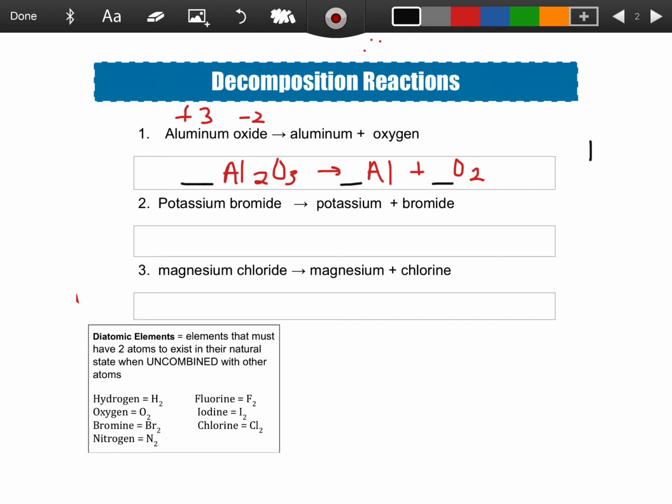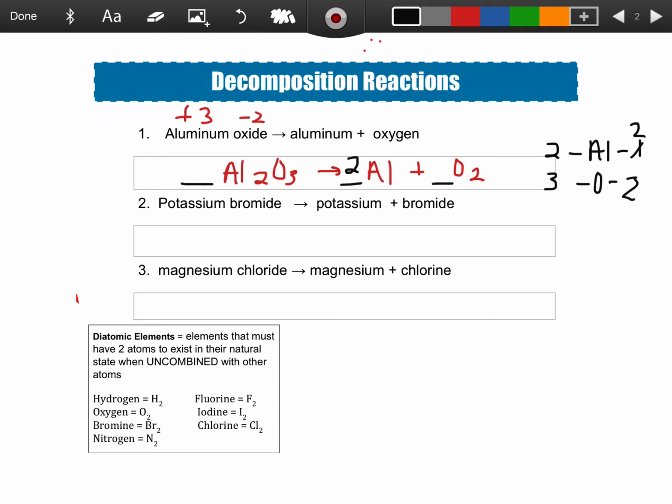All right, so I'm gonna make my inventory over here. And again, you don't have to do this, but it's sometimes helpful. Aluminum, you have 2 on the reactant side. We have 3 oxygens on the reactant side, 1 aluminum on the product side, and 2 oxygens on the product side. So aluminum is not balanced right away. We have 2 aluminums on the reactant side, so we need to put a 2 in front of aluminum as a product.